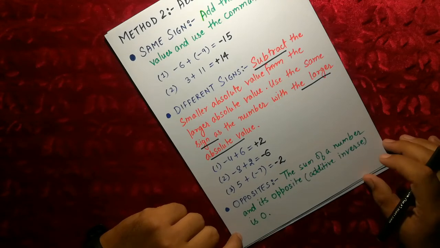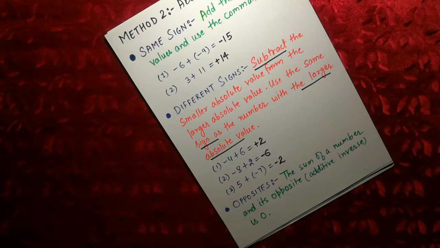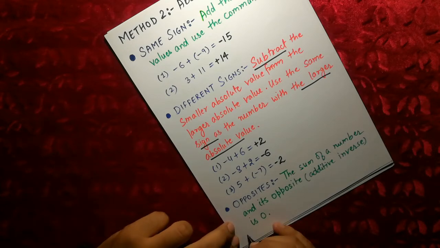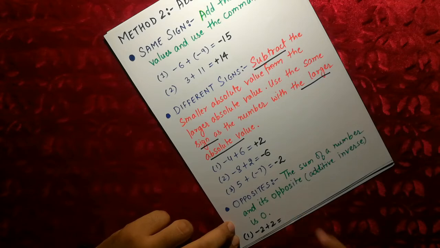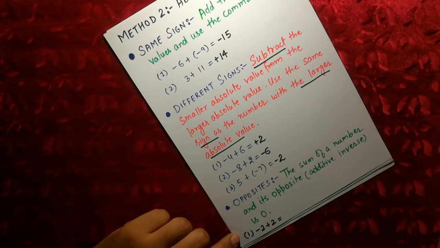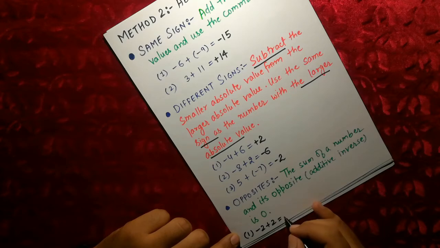Now the third one, opposites. Opposites mean when we have a given number, just suppose minus 2, we take the opposite of it. We change the sign. So the minus 2 becomes plus 2. So then take an example, minus 2 plus 2. Both the numbers here are opposite of each other. When we are adding opposite numbers, what we get? We always get 0.